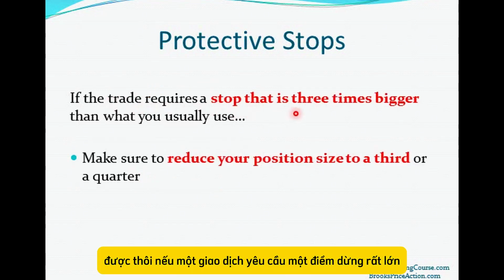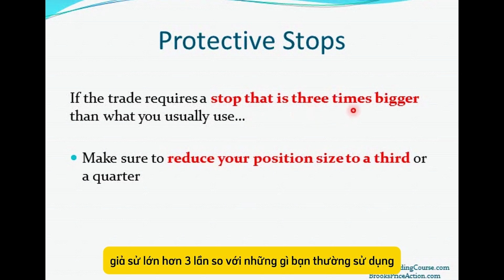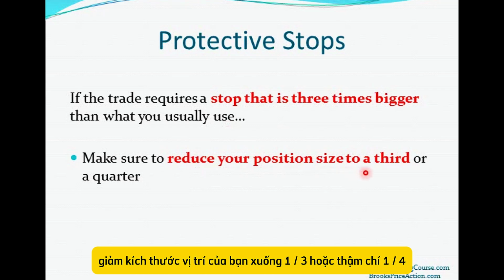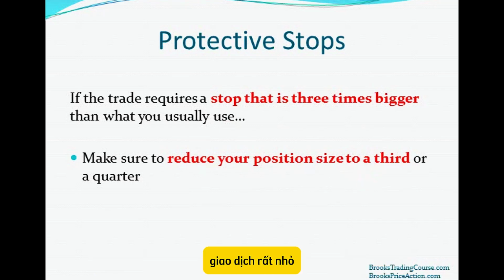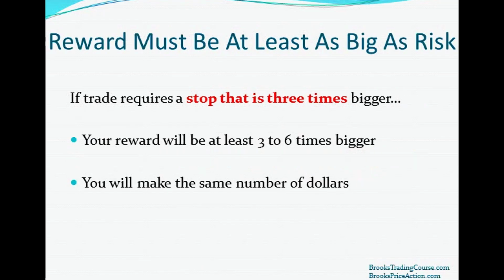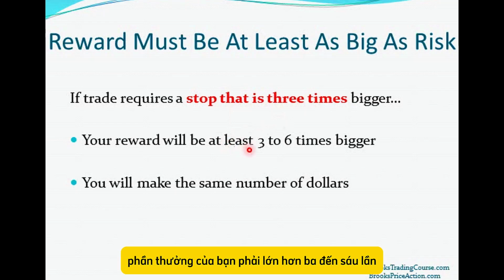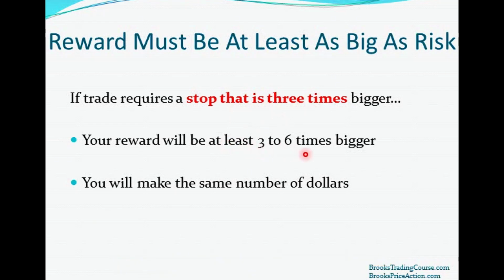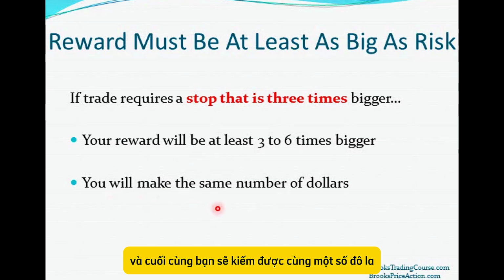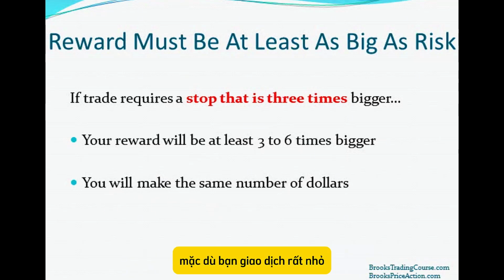Okay, if a trade requires a stop that is very large, let's say 3 times bigger than what you usually use, reduce your position size to 1/3 or even 1/4. Trade very, very small. Okay, so if a stop has to be 3 times bigger, your reward has to be 3 to 6 times bigger than normal, and you will end up making the same number of dollars even though you traded very small.